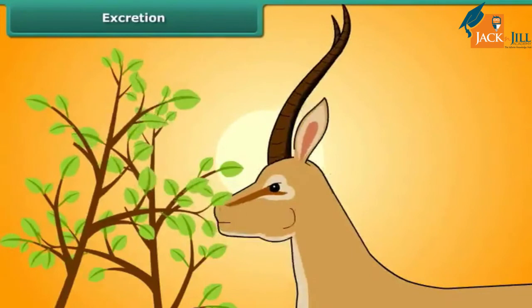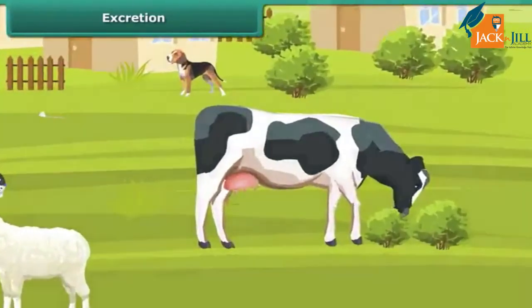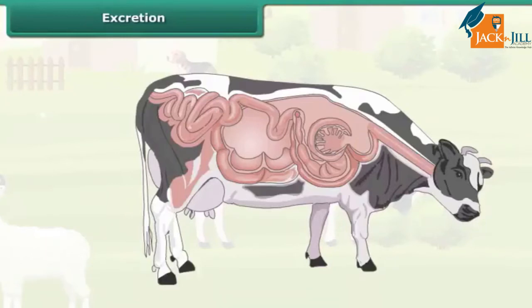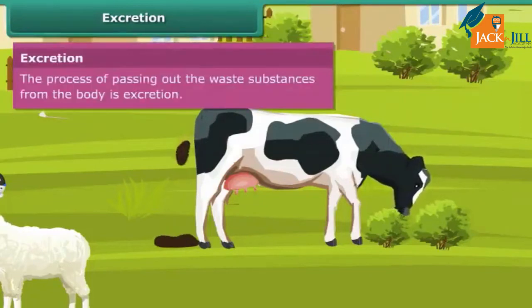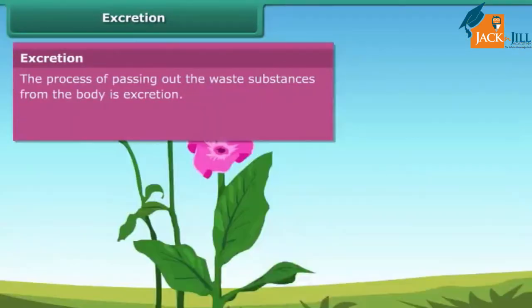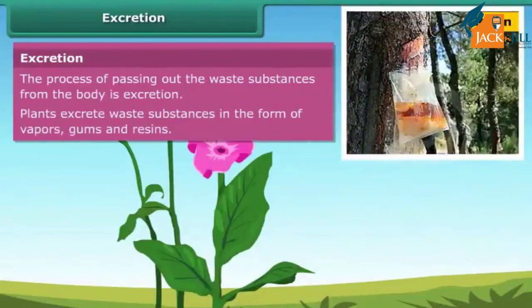Animals require food for growth and development. However, during the process of digestion, many waste materials are produced in the body which do not provide any nourishment to the body. Therefore, they are excreted out from the body. The process of passing out the waste substances from the body is excretion. Plants excrete waste substances in the form of vapors, gums, and resins.